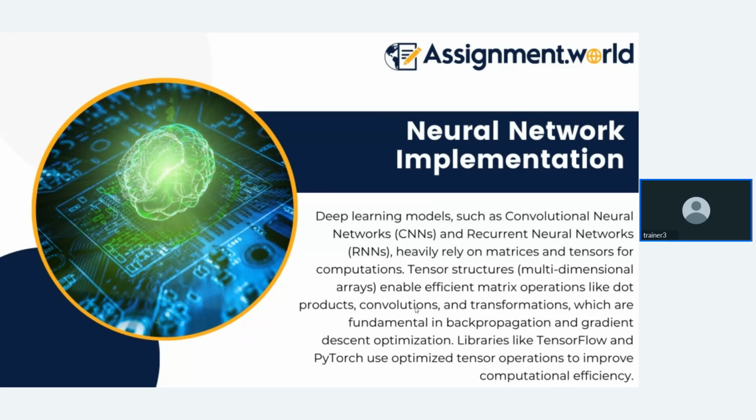Tensor structures enable efficient operations, like matrix operations such as dot products, convolutions, transformations, and all of them. They are mainly used in backpropagation and gradient descent optimization. These are all the parameters that are used in deep learning: optimization, regularization, and all of them. Several libraries like TensorFlow and PyTorch have optimized operations that are used to improve the computational efficiency in deep learning models.